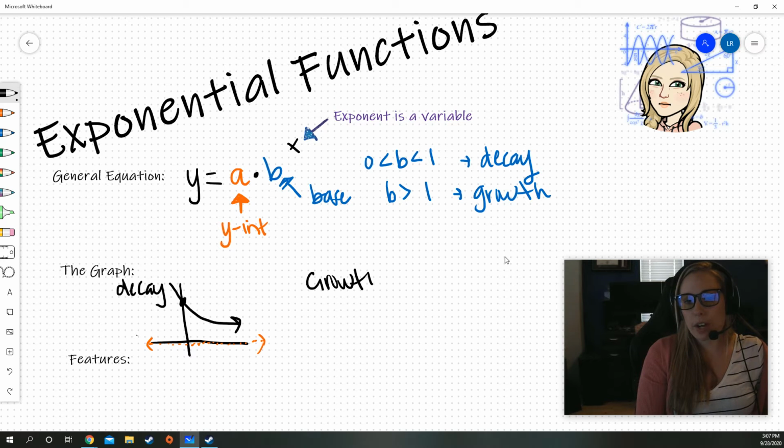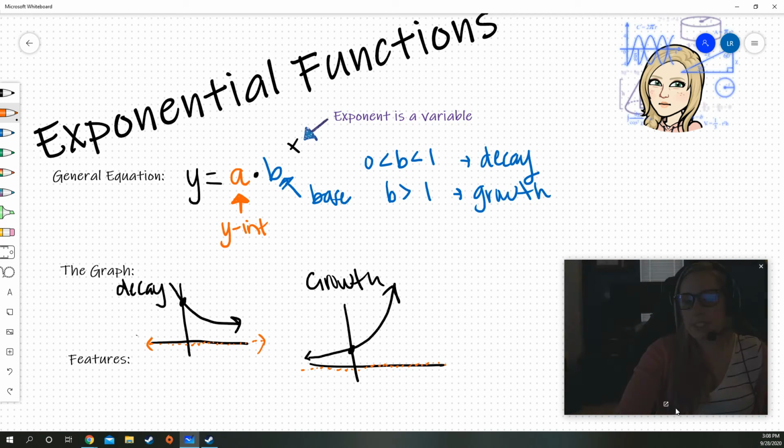The growth graph is still going to cross the y-axis somewhere, but then it's going to grow. And you still have an asymptote here at y equals 0, meaning it's going to get closer and closer, but it's not ever going to actually touch it.